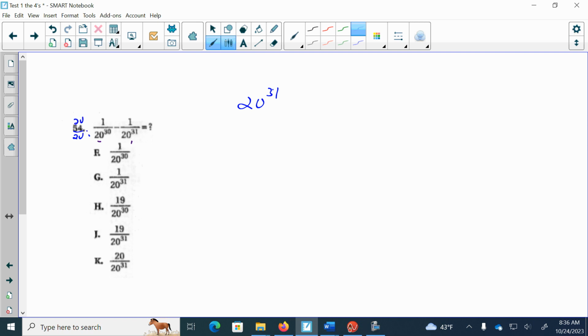And when I do that, remember you add exponents. So when I do this, I'm going to have 20 over 20 to the 31st minus 1 over 20 to the 31st. So I'm going to end up with 19 over 20 to the 31st. And the only answer that gives me that is going to be choice J.